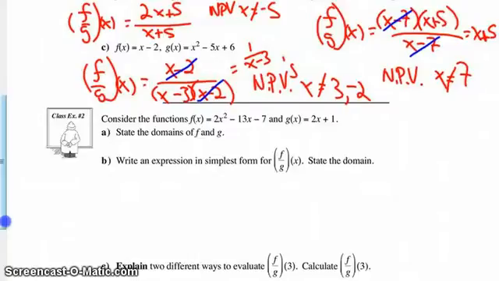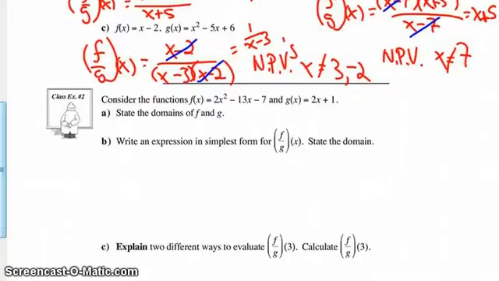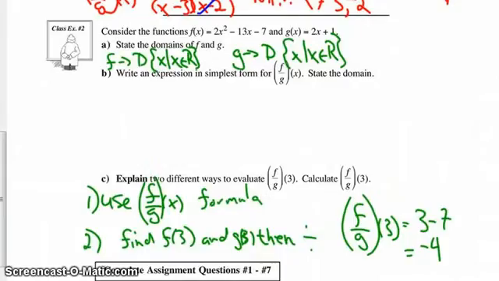In example 2, consider the domains of f and g. Well, with the domains of f and g, we know that f is a happy parabola with a negative y-intercept. We know that parabolas have a domain of real numbers. g is a line, slope of 2, and a y-intercept of 1. So we know that as long as it's not a constant function, a line usually has a domain of real numbers. So now let's look at writing an expression of the form f over g at x and simplifying it.